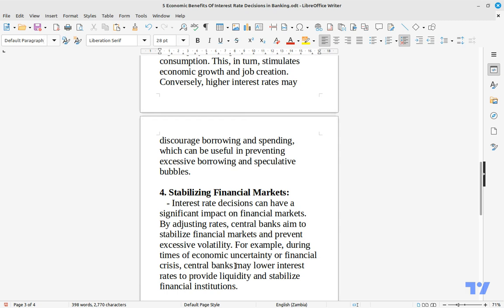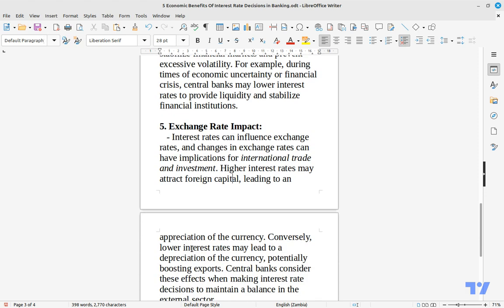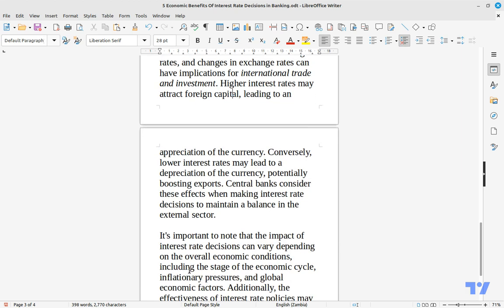All right. So, central banks may lower interest rates to provide liquidity and stabilize financial institutions. And then finally, exchange rate impact. Because interest rates can influence exchange rates, and changes in exchange rates can have implications for international trade and investments. Now, high interest rates may attract foreign capital, leading to an appreciation of the currency. Conversely, lower interest rates may lead to a depreciation of the currency, potentially boosting exports. And central banks consider these effects when making interest rate decisions to maintain a balance in the external sector.